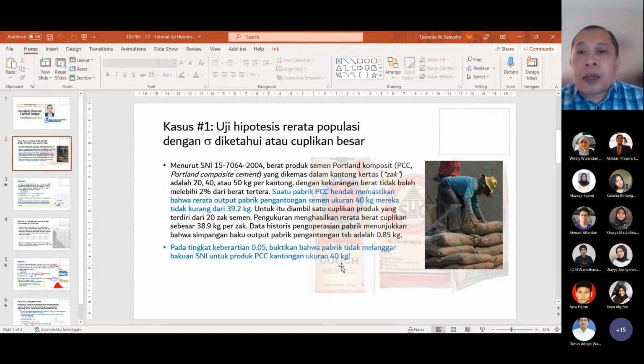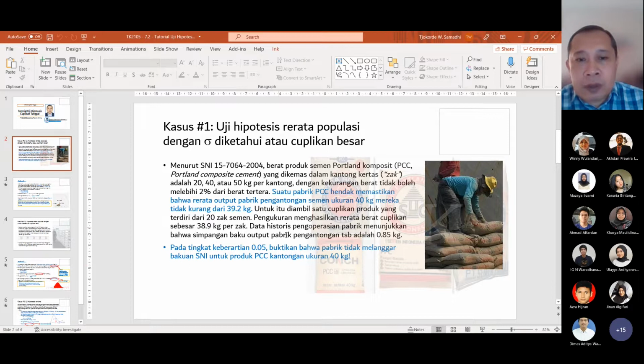However, because the sample size is so large and the data has been accumulated for a long time, the company assumes that they know sigma. They know sigma to be 0.85 kilogram, based on the historical data.